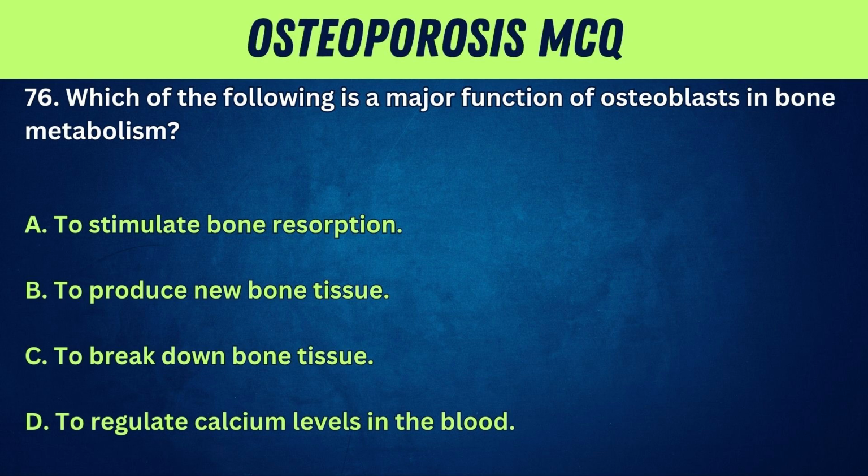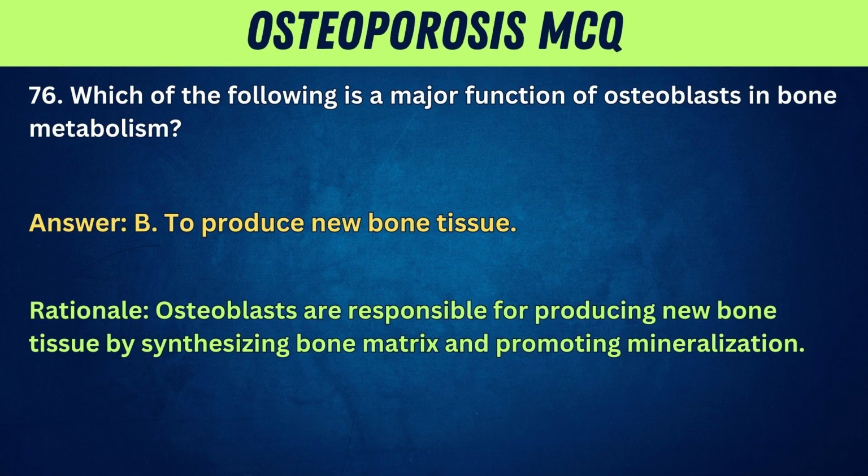To break down bone tissue. D. To regulate calcium levels in the blood. Answer. B. To produce new bone tissue. Rationale. Osteoblasts are responsible for producing new bone tissue by synthesizing bone matrix and promoting mineralization.